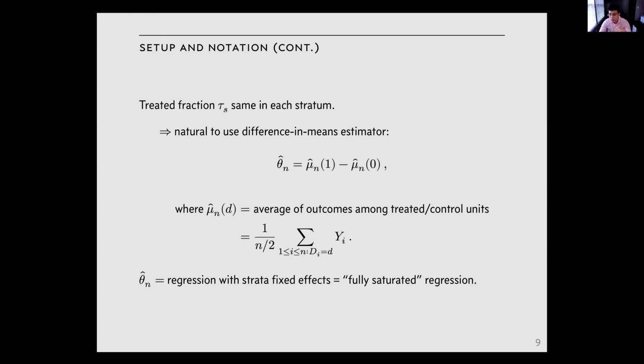All right. Because I assume the treated fraction is the same within each stratum, it is very natural to use the difference in means estimator, which is simply taking the difference between the average outcome of the treated group and the control group. This is what I call theta hat.